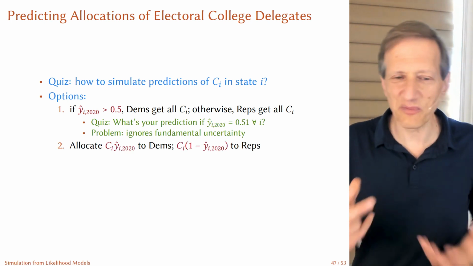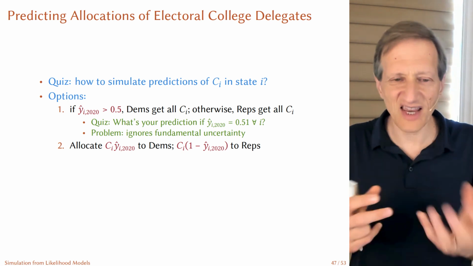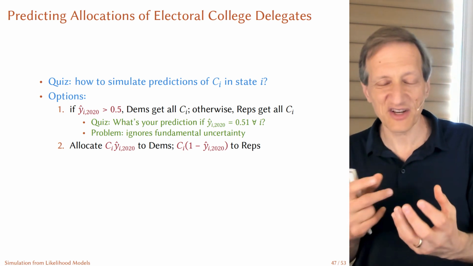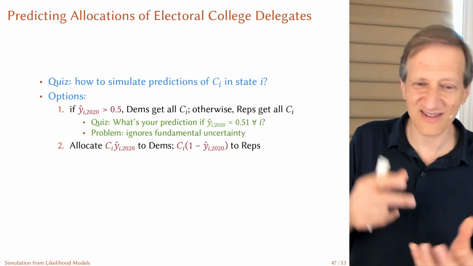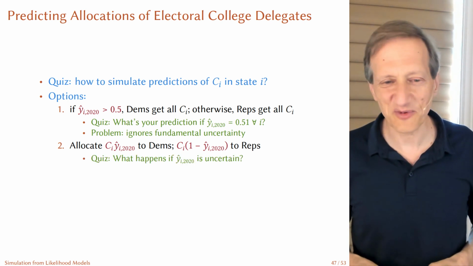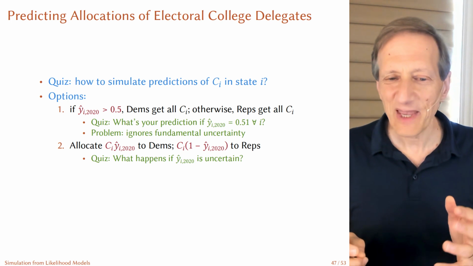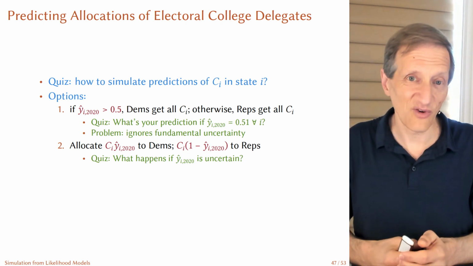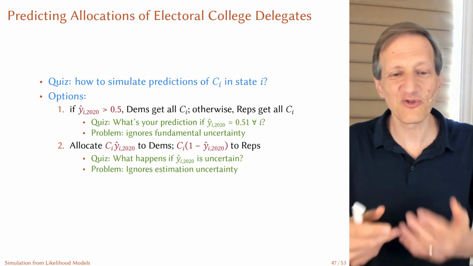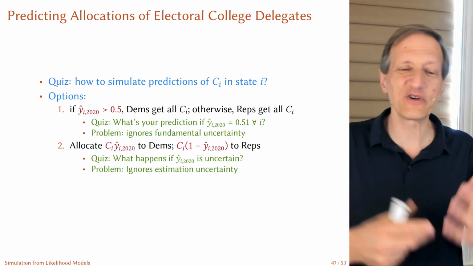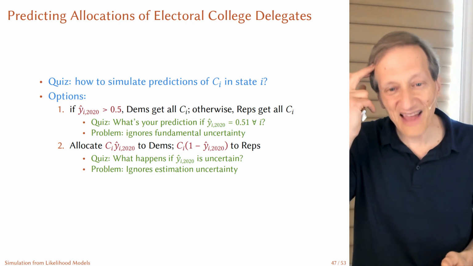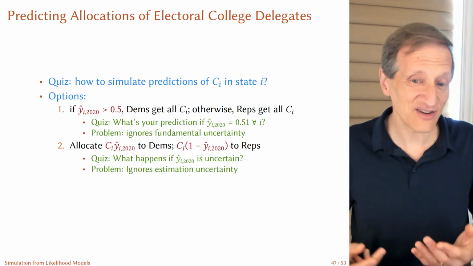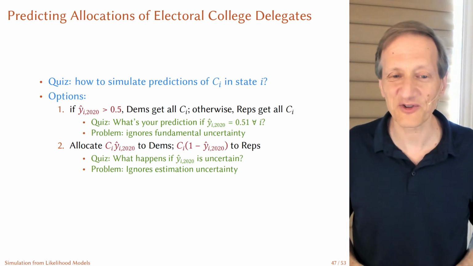Another way is we do it by hand, and we allocate C, the number of Electoral College delegates in state i, times the predicted value to the Democrats, and C times 1 minus the predicted value to the Republicans. But what happens if the predicted value itself is uncertain? Then you're ignoring estimation uncertainty. So the first method ignores fundamental and estimation uncertainty. The second one ignores estimation uncertainty, even though it takes into account the first problem.